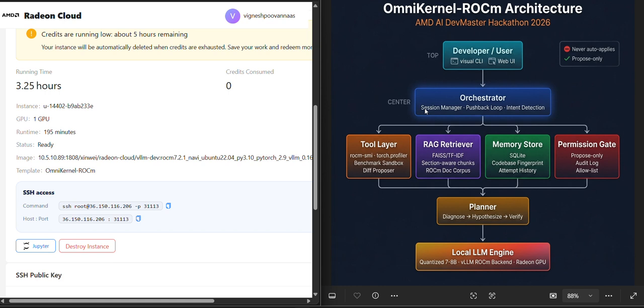It runs entirely on device using a local LLM served by vLLM on ROCm. It inspects hardware data, searches a 371 chunk RAG knowledge base, proposes concrete patches, and defends or revises its hypothesis when you push back.